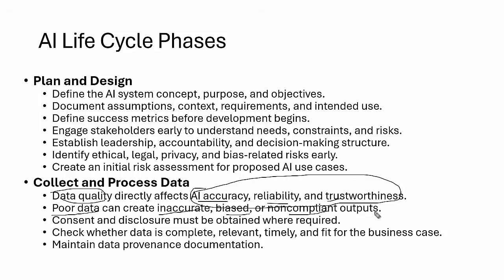What is the primary factor when you're collecting PII data? Make sure you take consent so that you can comply with privacy regulation requirements and all that. And make sure to check whether data is complete and relevant for the business case. That's why we need to maintain the data provenance documentation. Data provenance documentation means the source from where you collected this data. Because tomorrow, if your organization faces any kind of data privacy regulation audit, you should have complete information. What is the source from which you got this data?